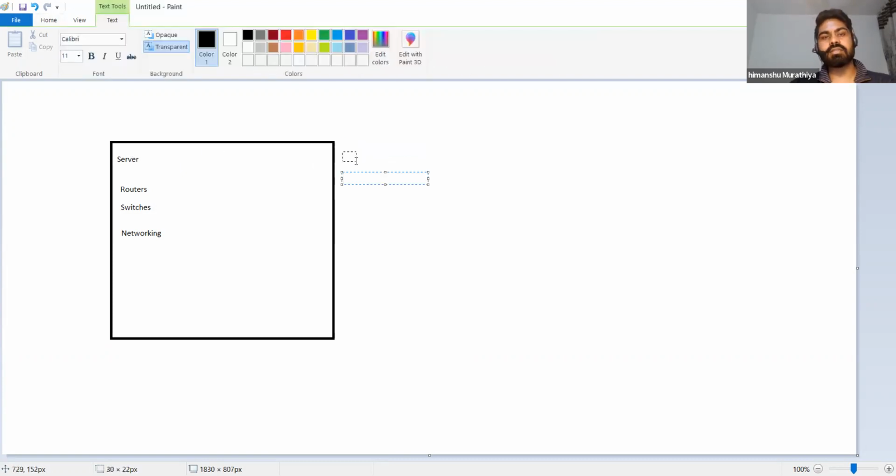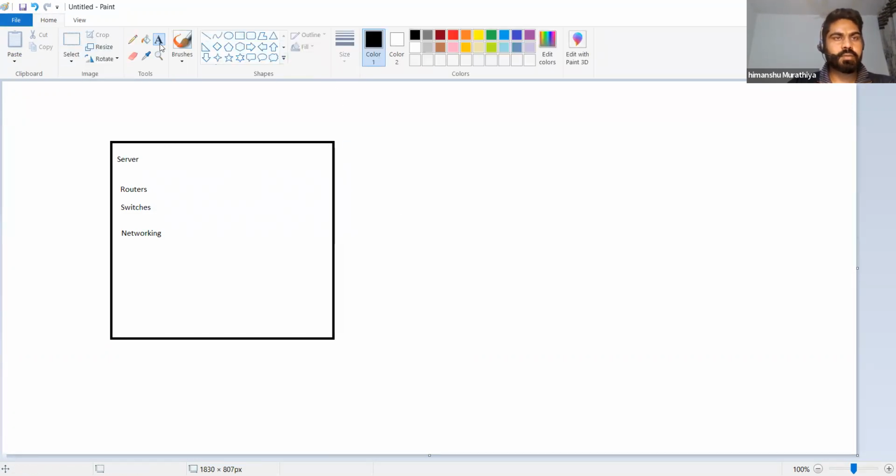So what are data centers? In data centers, we house these servers, routers, switches, and networking, all the things we need to host a particular website. So let me write.